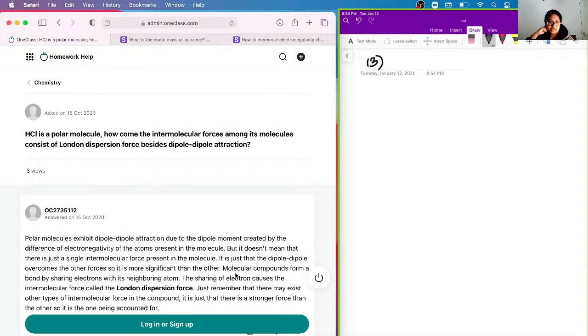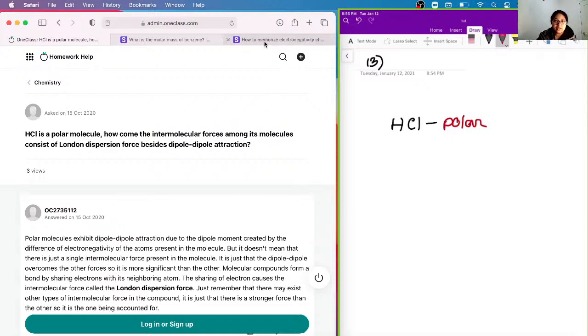Okay, so my next question says, hydrogen chloride or hydrochloric acid is a polar molecule. How come the intermolecular forces among its molecules consist of London dispersion forces besides dipole-dipole interaction? So we'll say hydrogen chloride is a polar molecule. Polar molecules exhibit dipole-dipole interaction due to the dipole moment created by the difference of electronegativity of the atoms present in the molecule.